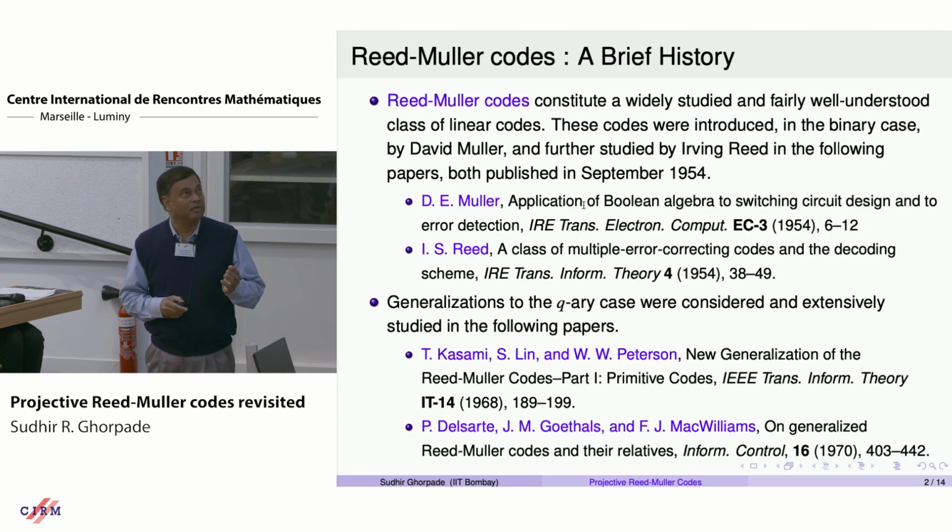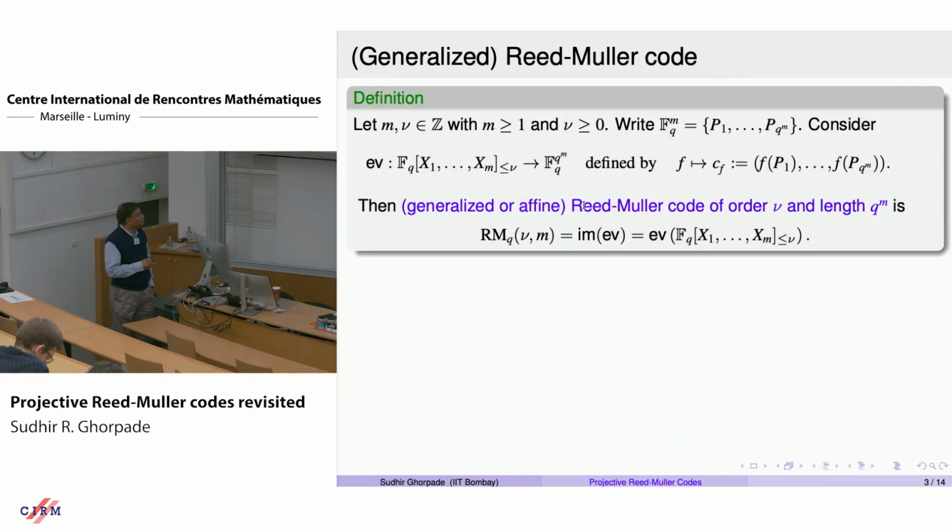Now, when they introduced it, they called it generalized Reed-Muller code. I'm just going to call it Reed-Muller code, so I put generalized in parentheses. What do I mean by Reed-Muller code? Here is a definition. Let us fix a positive integer m and a non-negative integer nu.